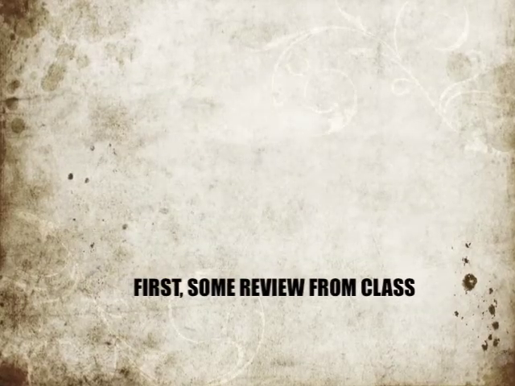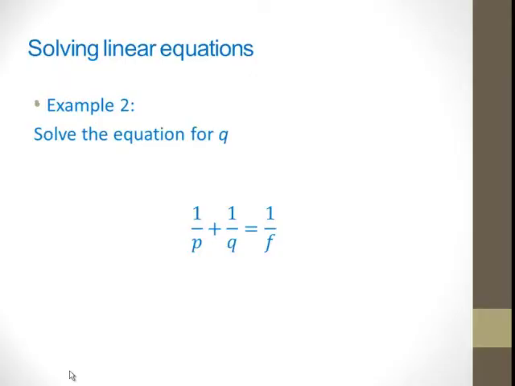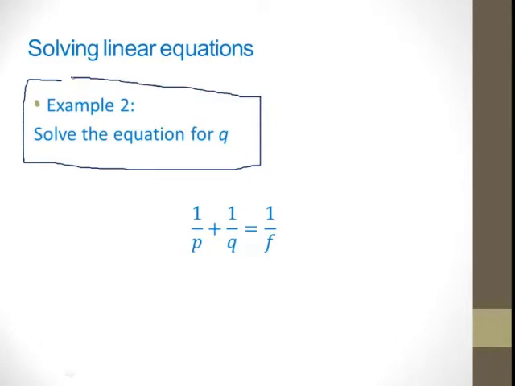First, some review from Mrs. Adams. Okay, here's one that people have a lot of trouble with. This has to do with inverses and finding something that is in the denominator, but we want to actually put it in the numerator. So we have to read, first of all, our problem. Solve the equation for Q. So we go over here, we identify, okay, here's the Q. This is the guy I want to get alone on the top.